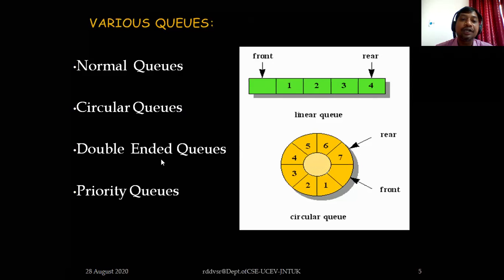And just now I told you about double-ended queues, in which you can perform both operations, insertions and deletions, from either end, the front end or the back end. And there is something called priority queues. In priority queues, the insertions and deletions are performed based on the priorities of the elements. So we will stop here and continue in the next class. If you have any questions or queries, you can ask now. So that is all about the kinds of queues.